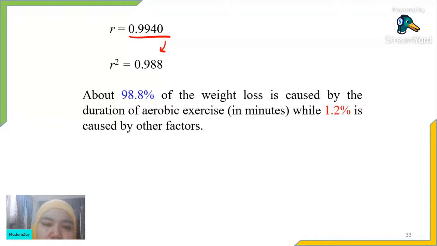So how do we interpret? About 98.8% of the weight loss is caused by the duration of aerobic exercise in minutes, while the remaining 1.2% is caused by other factors. Okay, so this is how we interpret the R square. Please take note, in the exam, you should write down your answer like this.